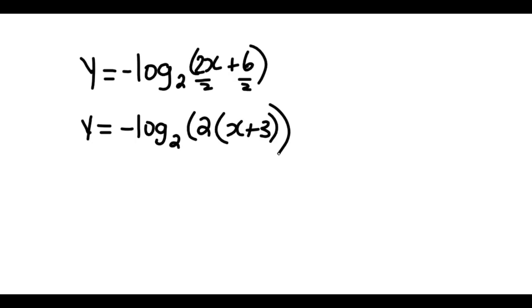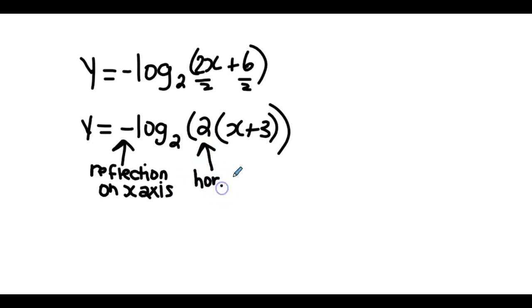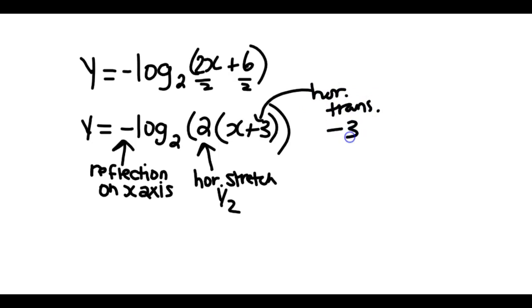Okay, so in this question we have this, which is a reflection on the x-axis, so that's going to change your y values. This guy is a horizontal stretch of a half, right? Because it's always the opposite. And then this guy here is a horizontal translation of negative 3.